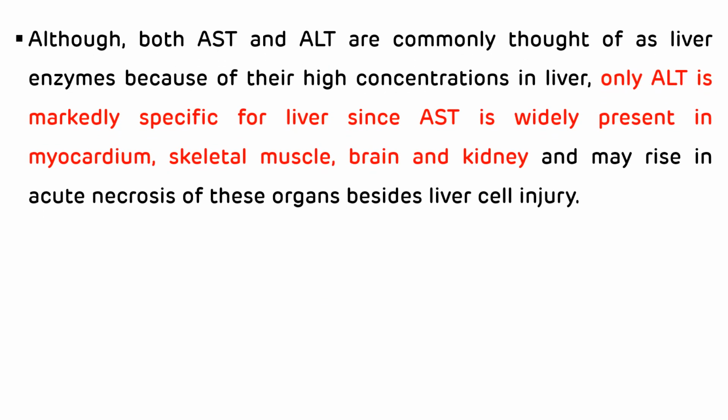Although both AST and ALT are commonly thought of as liver enzymes because of their higher concentration in the liver, only ALT is specific for the liver, since AST is widely present in myocardium, skeletal muscle, brain and kidney, and it may rise in acute necrosis of these organs besides the liver cell injury. So ALT is specific for the liver.